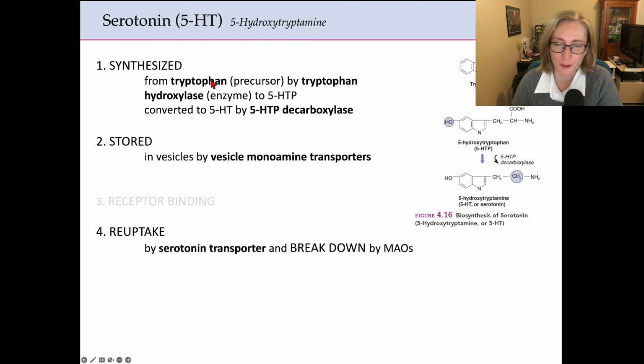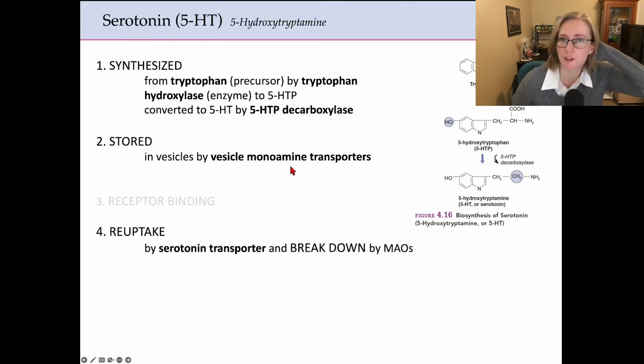So tryptophan is your precursor. Tryptophan hydroxylase changes it to 5-HTP, 5-hydroxytryptophan, and then another enzyme, 5-HTP decarboxylase, changes it into serotonin, 5-HT. So similar to dopamine, we're going to have a precursor, a midway transformation point, and our end result, serotonin.